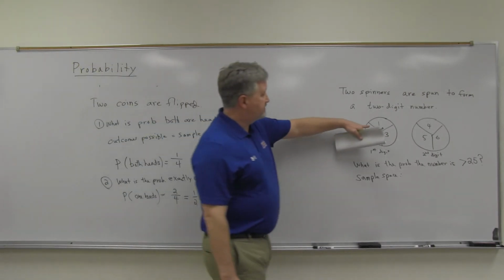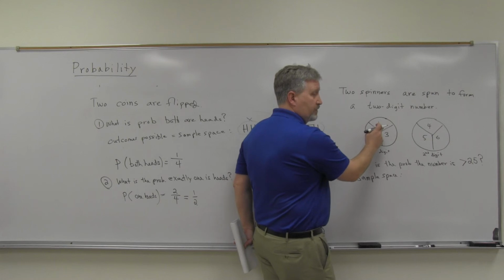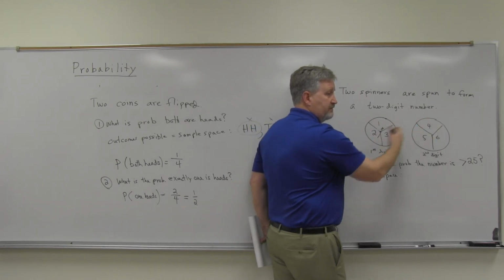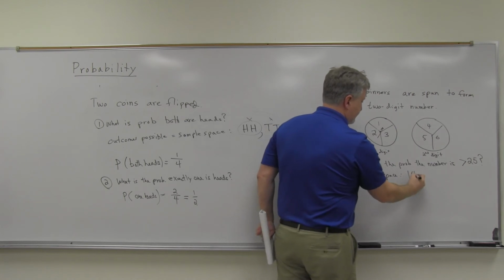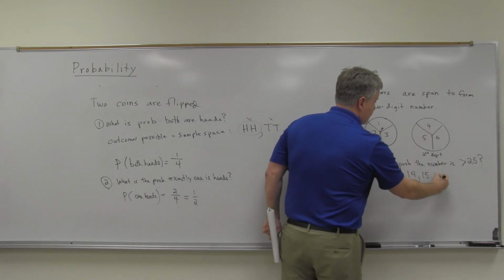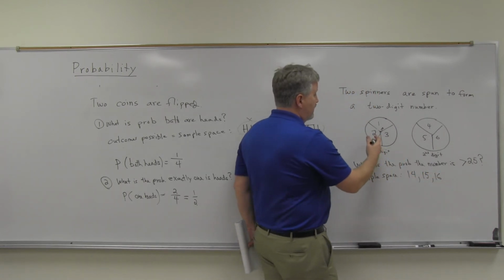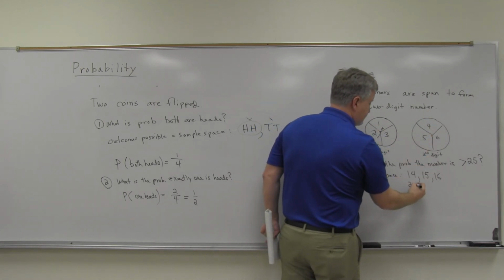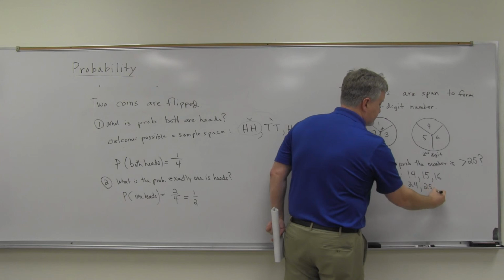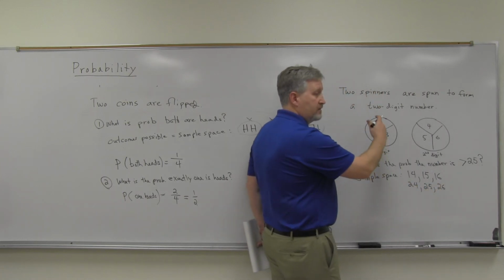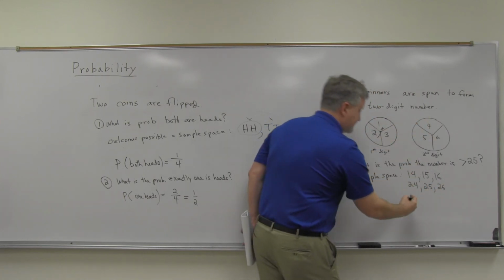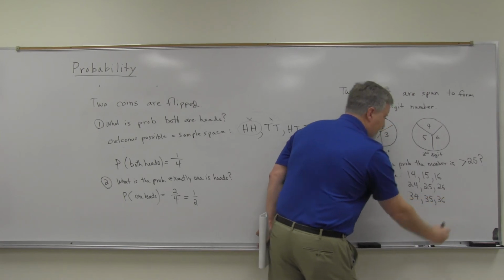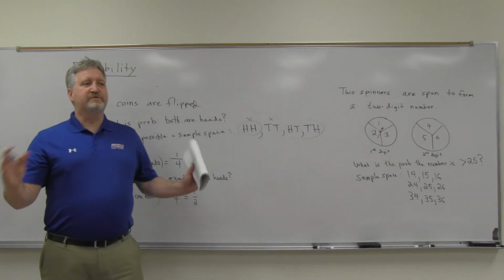Well, this would be the first digit, so I could spin a 1 here, and then any of those 3 over there, so 14, 15, 16. Kind of do it in an order. Then over here I could spin a 2, and then 4, 5, or 6, so 24, 25, 26. And then 34, 35, 36. All right? With me there? We all agree on that one? Okay. So that's our sample space.